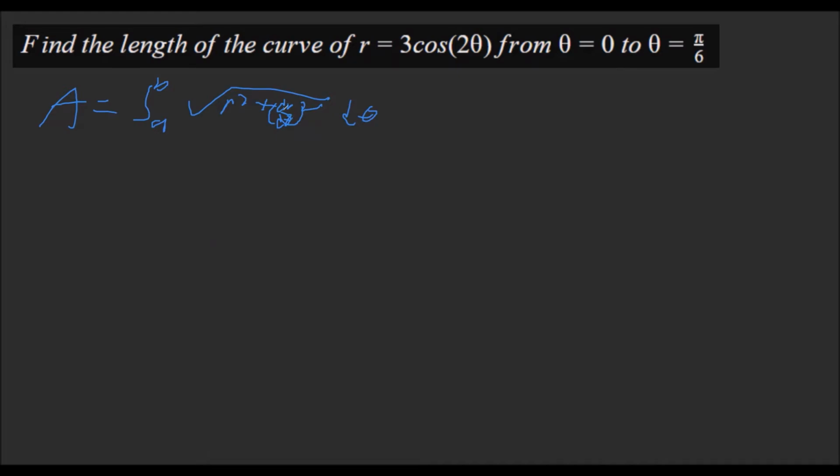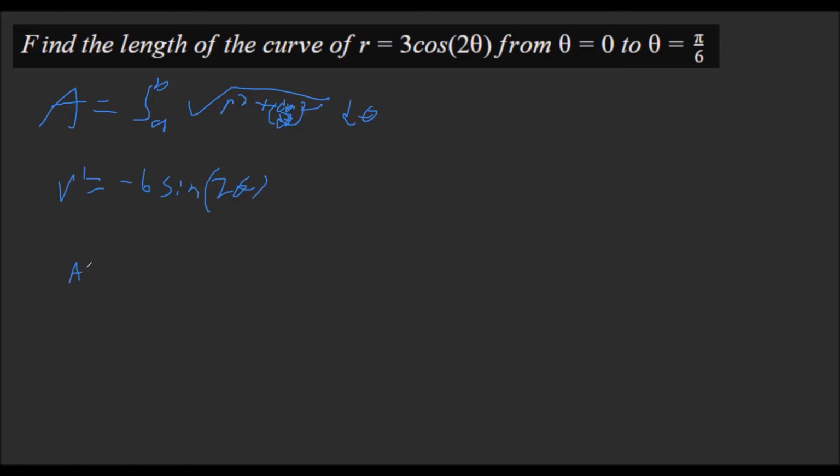So from here we can just plug in our values. However, we don't yet know dr/d theta. So we're going to find the derivative of r, which is the derivative of 3 cosine 2 theta, and that's equal to negative 6 sine 2 theta, if we employ the chain rule. So we already have all we need, and we can just plug everything in.